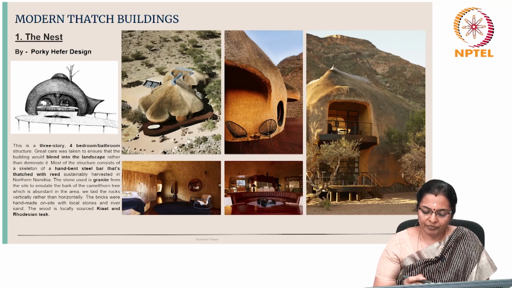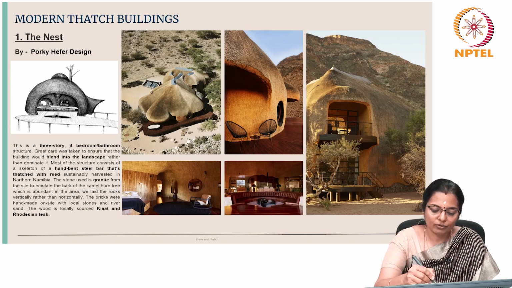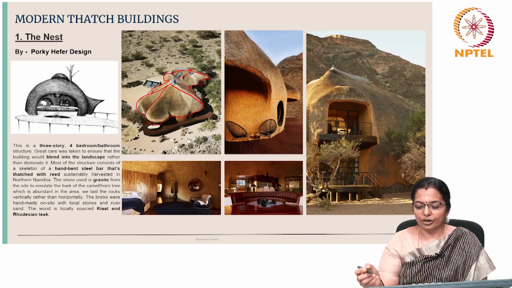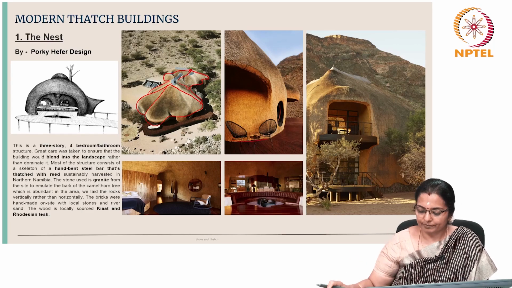Kiaat and Rhodesian teak. In this 3-story building, the roofing is made completely of thatch, and the color and the texture also blend with the surroundings. So, this is one very bold application of thatch in contemporary or modern architecture.